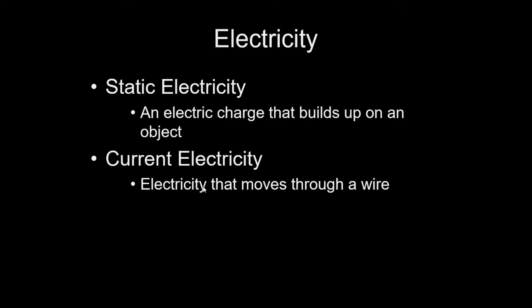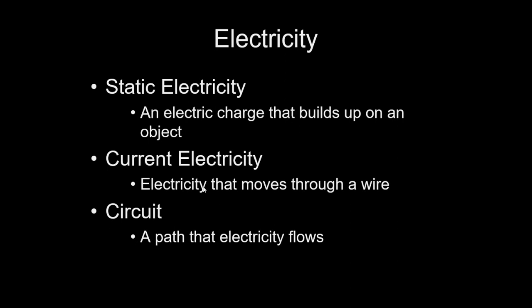Current electricity can come from various sources. The most commonly used source of current electricity is from batteries. These batteries rely on the chemical reactions within them to produce electricity. The last thing you need to know is that a circuit is a path that electricity flows. So you should have these 3 bullets and then information underneath it written down.